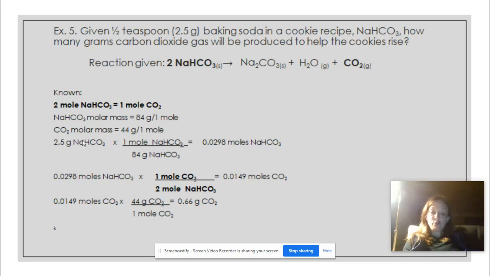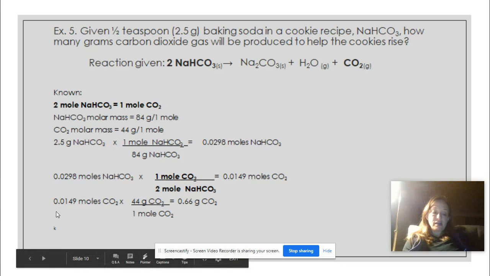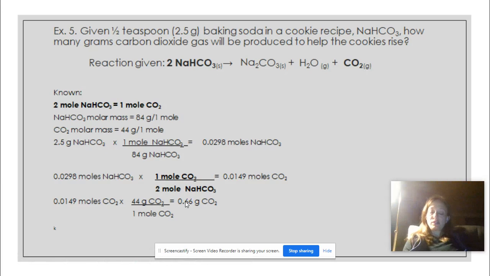I divide by that. 2.5 divided by 84 times 1 equals 0.0298 moles of baking soda. I then take 0.0298 times 1 over 2 to get the NaHCO3 to cancel out and get me my moles of CO2 I'm interested in. And that answer is 0.0149 moles of CO2. And finally, I use my molar mass of CO2 to answer the question, how many grams of CO2 will be produced to help the cookies rise? 0.66 grams of carbon dioxide.